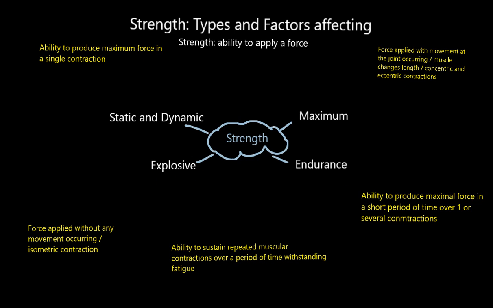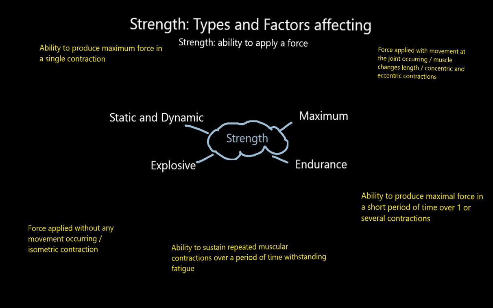And what we've got here are some definitions. So we've got the ability to produce maximum force in a single contraction; force applied without any movement occurring, i.e. an isometric contraction; the ability to sustain repeated muscular contractions over a period of time, withstanding fatigue; the ability to produce maximal force in a short period of time over one or several contractions, let's correct it; and finally, force applied with movement at the joint occurring, where the muscle changes length, eccentric and concentric contractions.